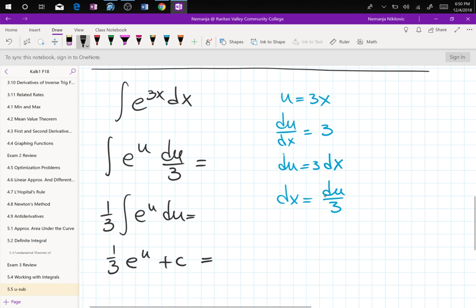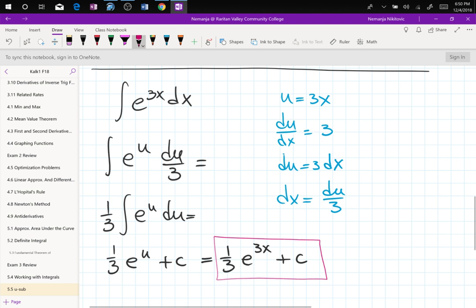Now you go, I don't care about u, I care about the x. So bring back x, and there you go. We did the problem without memorizing the formula. Woohoo!